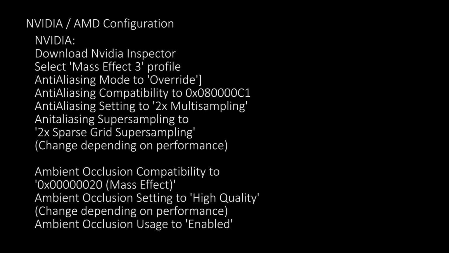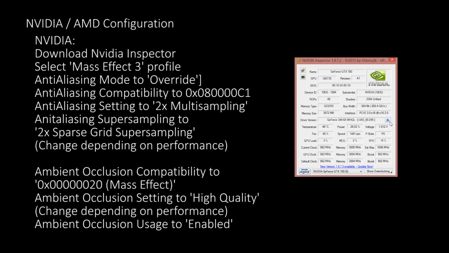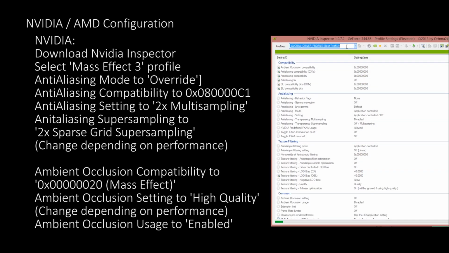Effects such as supersampling and ambient occlusion can be enabled by using NVIDIA and AMD specific configurations. These can have a major effect on the fidelity of the game. For NVIDIA users, you'll have to use NVIDIA Inspector. Install NVIDIA Inspector. Then open the profile settings. Go to the Mass Effect 3 profile. Then change the anti-aliasing compatibility bit to the one provided. Change anti-aliasing setting to 2x multisampling, then transparency multisampling to 2x sparse grid supersampling.